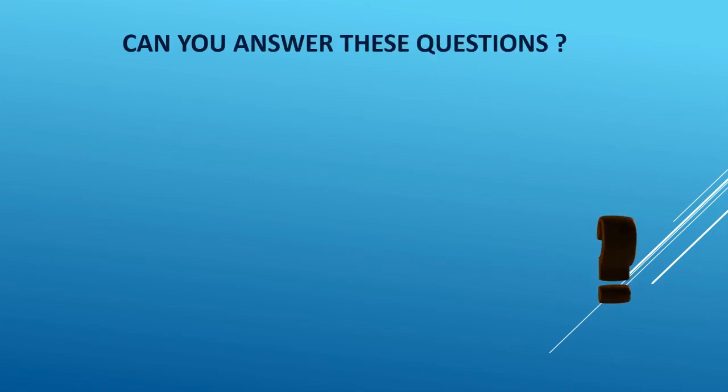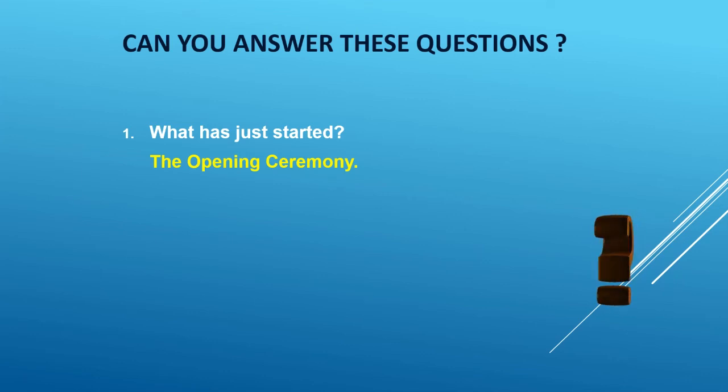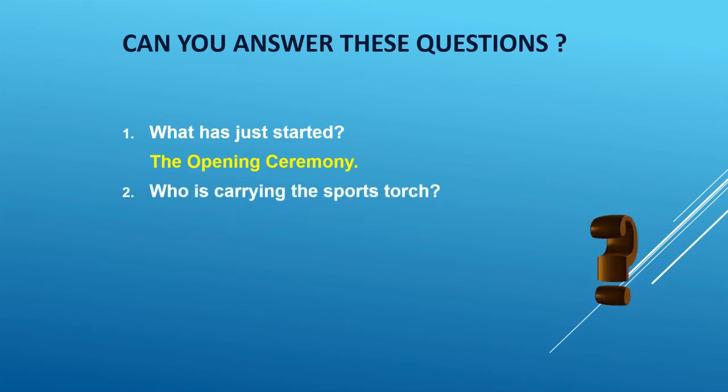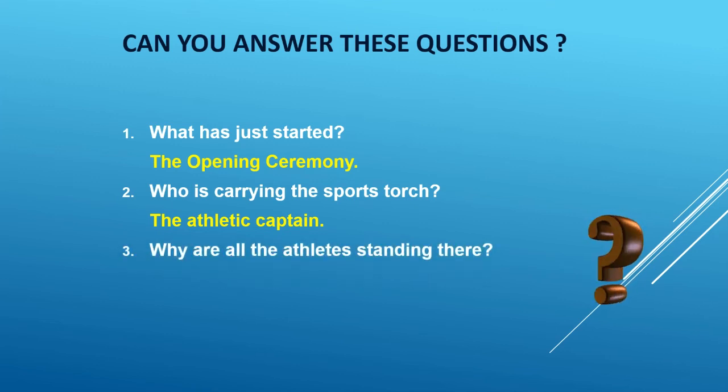Okay, well done. Now it's time for you to ask some questions. Okay, let's see. What has just started? Yes. Very good. The opening ceremony. The opening ceremony has just started. Who is carrying the sports torch? Yes. Very good. The athletic captain. The athletic captain is carrying the sports torch. Why are all the athletes standing there? What is the reason? To give the oath. Okay, very good.